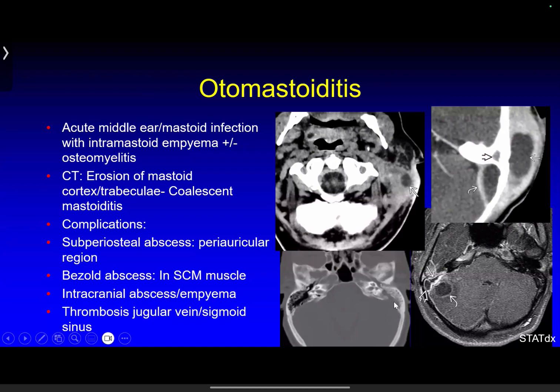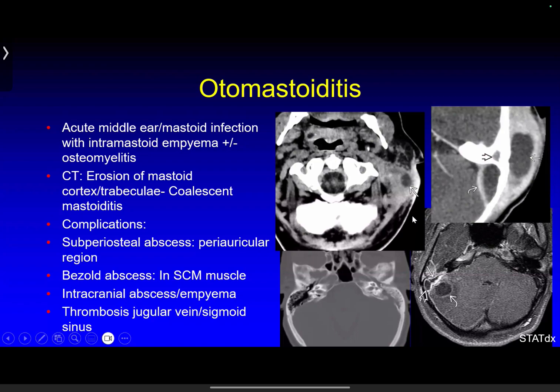If there is erosion along the lateral margin, it can result in subperiosteal abscesses, which can be either periauricular or a Bezold abscess. Now, the periauricular abscesses are caused due to erosion along the lateral margin of the mastoid, and this is a classic periauricular or parauricular abscess along the lateral margin of the mastoid. Also note the epidural abscess complicating this mastoiditis.